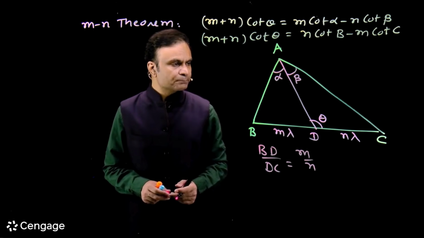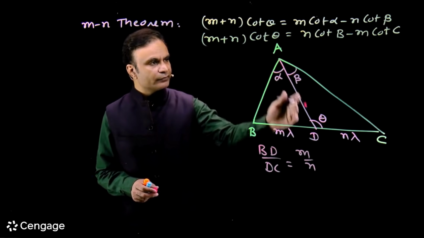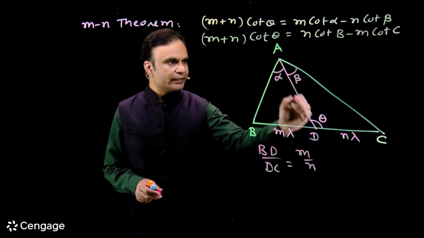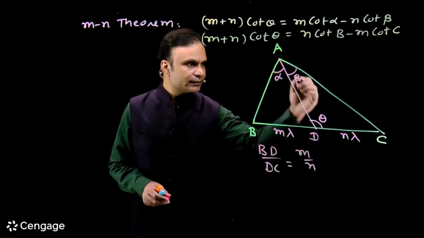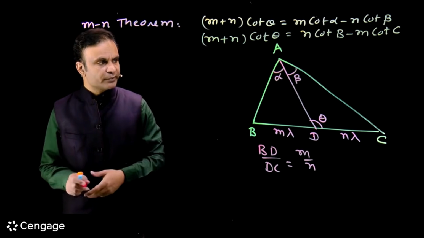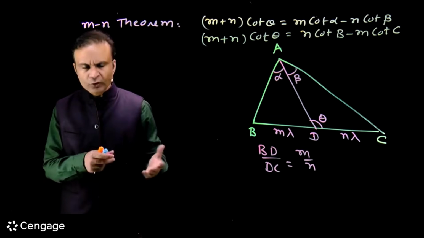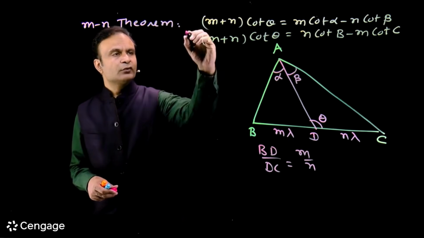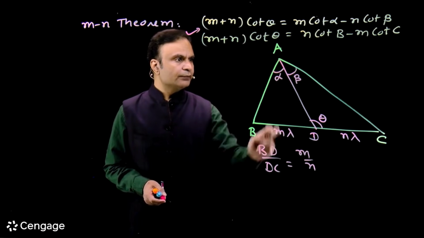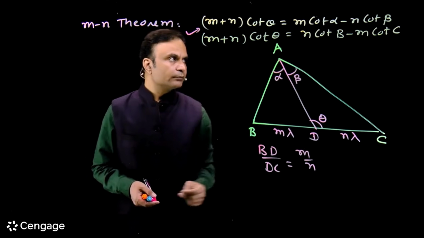This angle is theta. Okay, and the line divides angle A such that angle BAD is alpha and angle DAC is beta. Then we have two statements, two formulas for the MN theorem. The first formula is (M plus N) cot theta is equal to M cot alpha minus N cot beta.